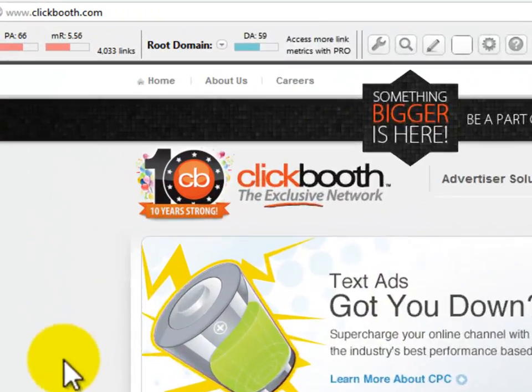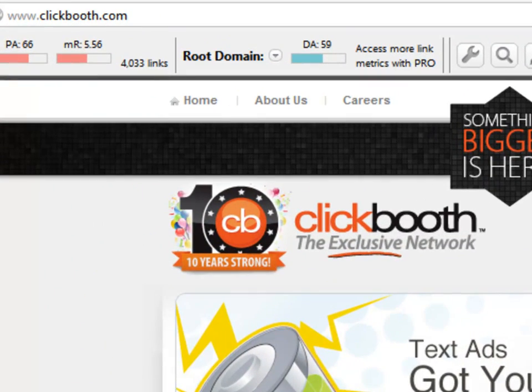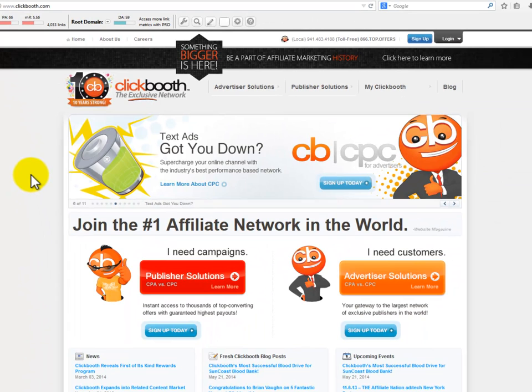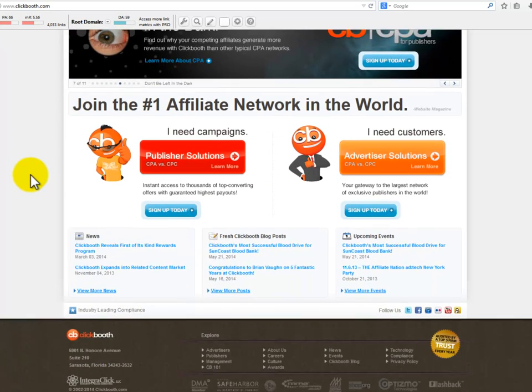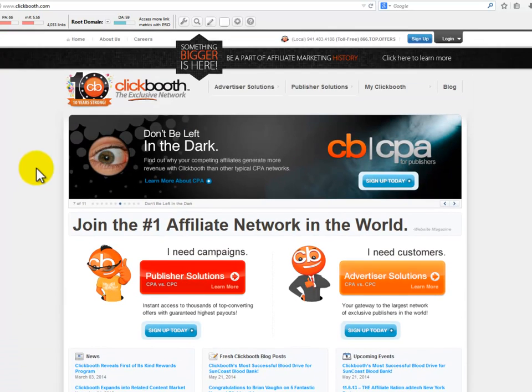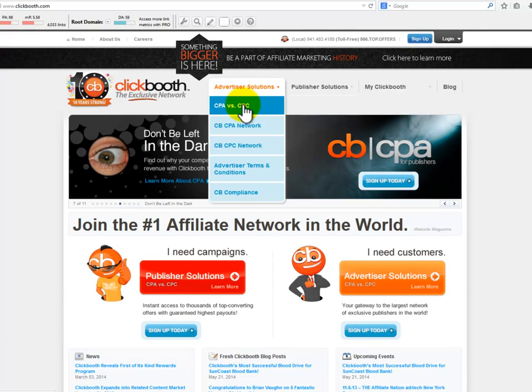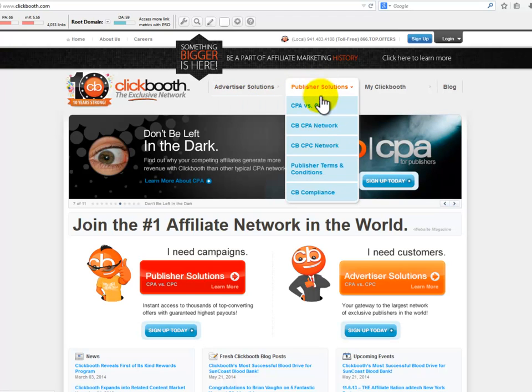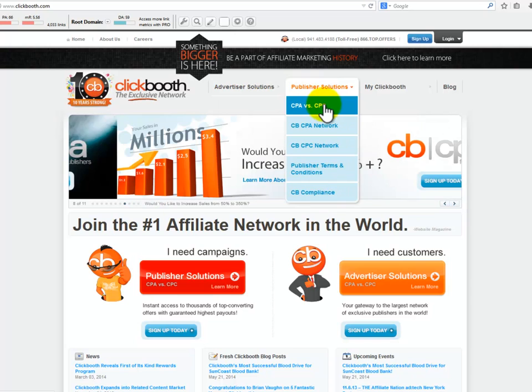ClickBooth, www.clickbooth.com. ClickBooth is known for its cost per action and cost per click networks. ClickBooth works with the top selected affiliates. The network works with its affiliates to decide the payment cycle for each individual, and affiliates can choose their payout method from several payout methods. ClickBooth affiliates get highest payouts and 24/7 support.